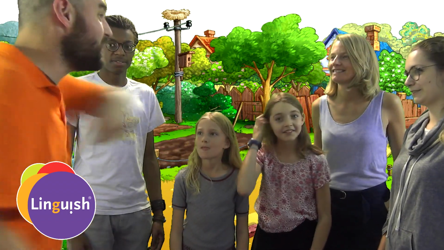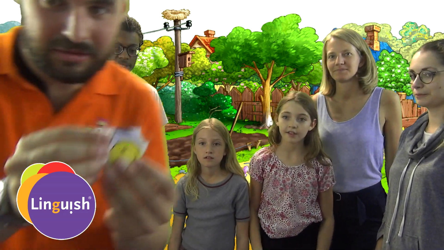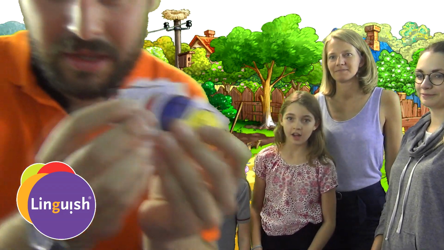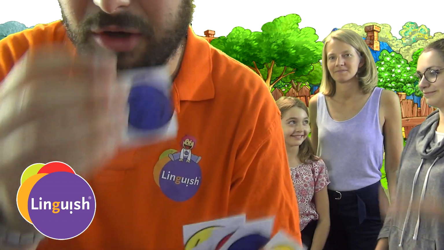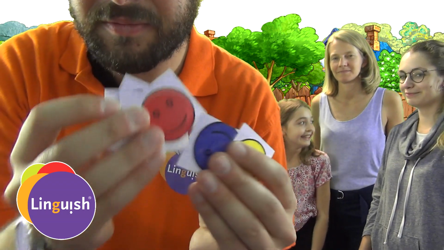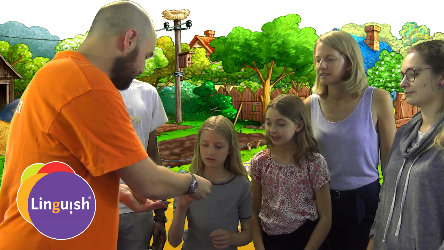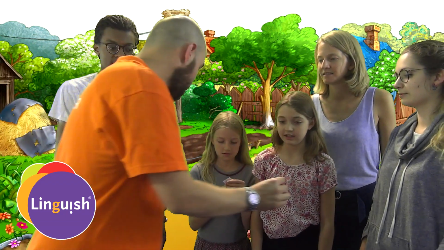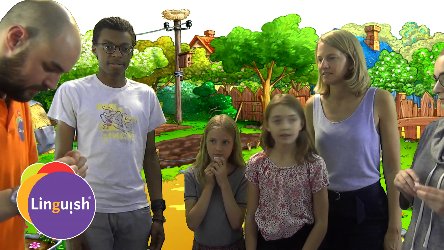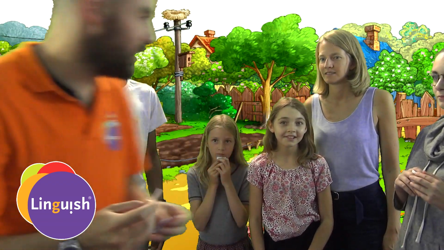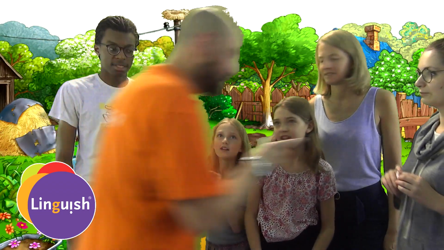Okay, so we're going to introduce each other, okay? Here is a secret paper with smiley faces, with colors. We got blue, we got yellow, and we got red. So I will distribute the cards, and you will have to find the person with the same color, okay? So I have yellow. I'll say, what is your color? Blue.